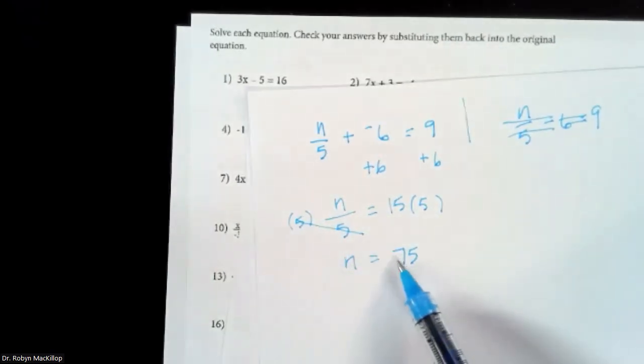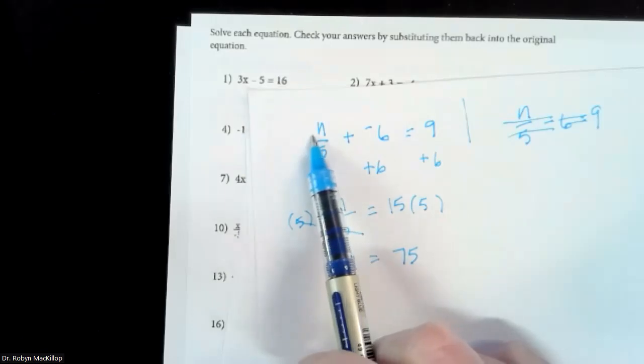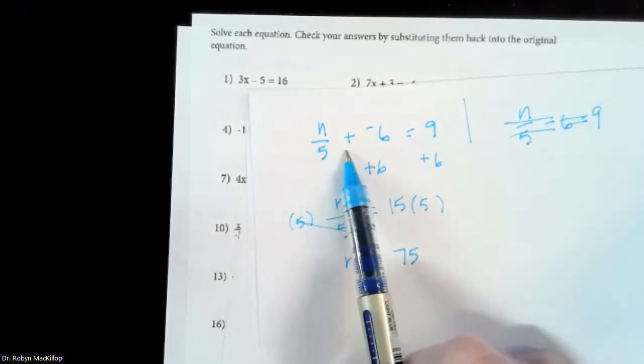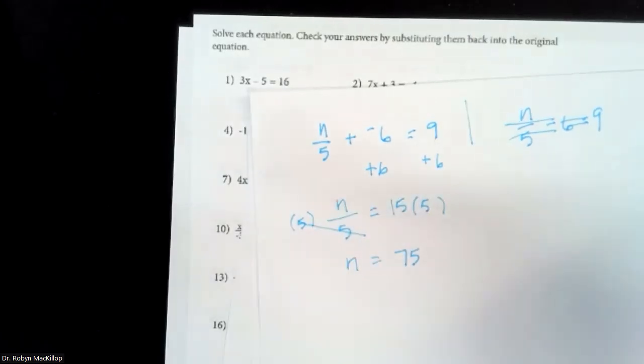And you can always check your work. You take your answer and you plug it back into the original equation. 75 divided by 5, it's going to be 15. 15 plus -6 is +9. So you did it right. Kind of cool, huh?